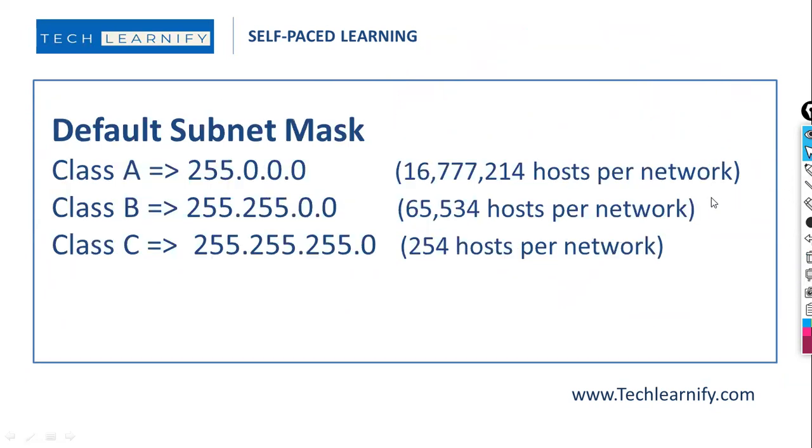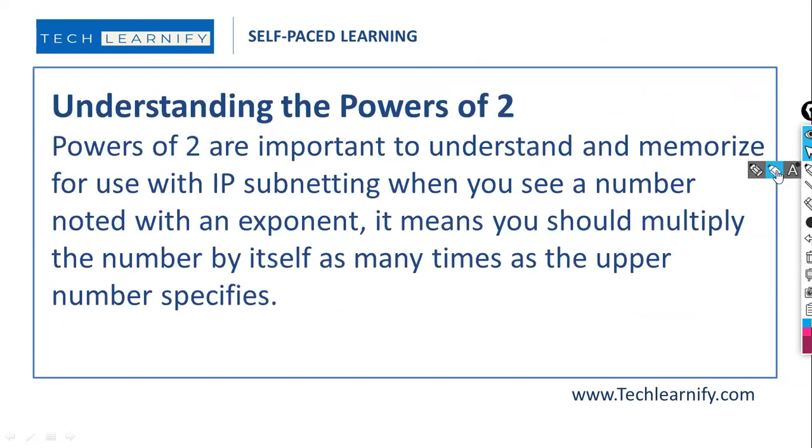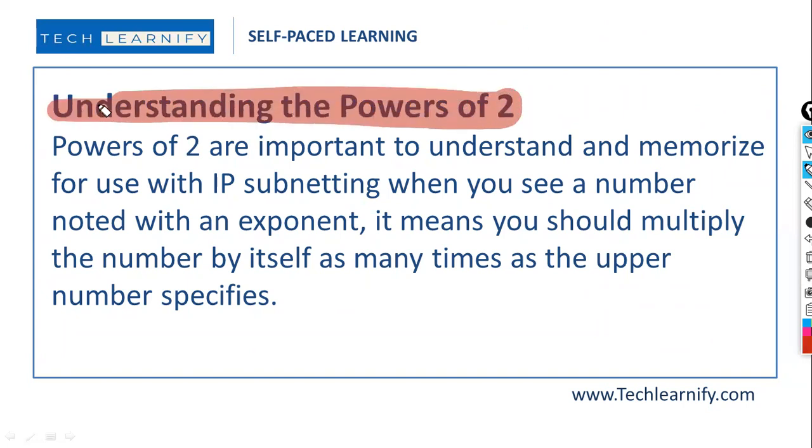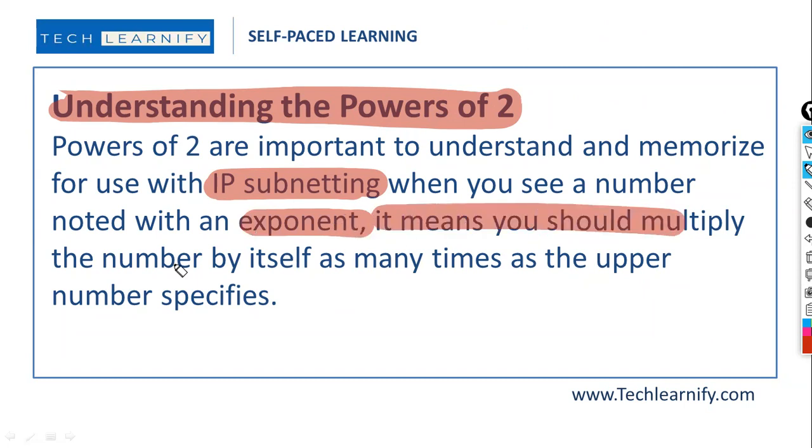So let me go to this. And this I will make you understand, the powers of 2. Powers of 2 are important to understand and memorize for use with IP subnetting. Subnetting is the next module. Probably tomorrow we'll start subnetting. When you see a number noted with an exponent, it means you should multiply the number by itself as many times as the exponent.